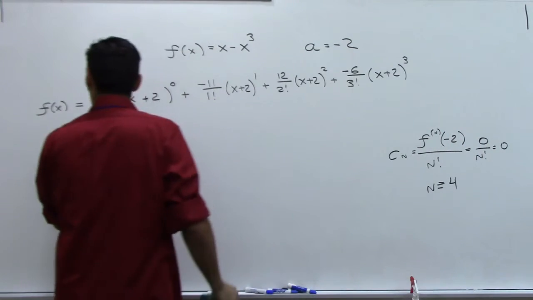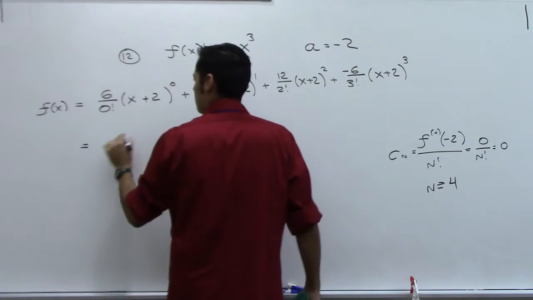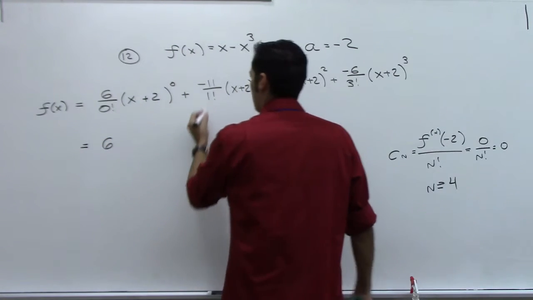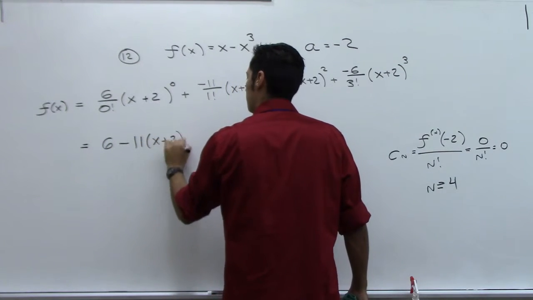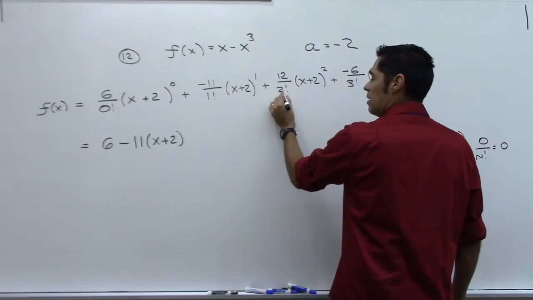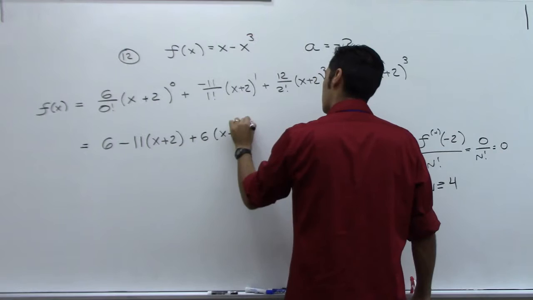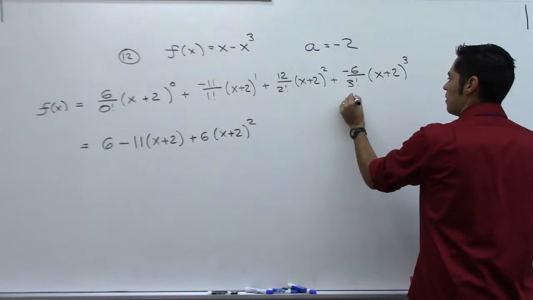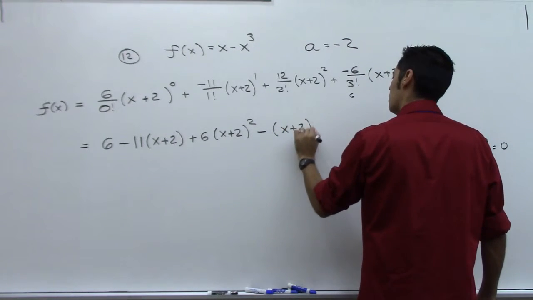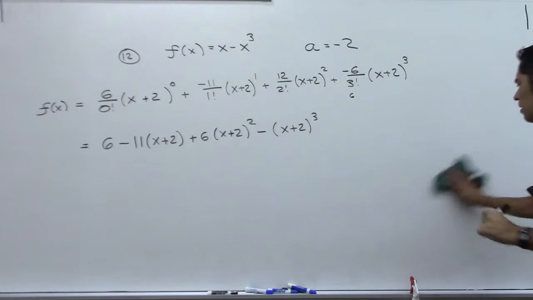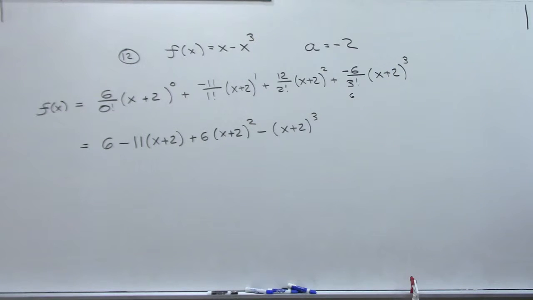And now I'm going to clean this up. 6 over 1 is just 6, and then this right here to the 0 is 1, so I just get 6. And then -11 over 1 factorial is -11, x plus 2. And then let's see, 12 divided by 2 factorial is 2, so that's 6, x plus 2 squared. And then -6, remember 3 factorial is 6, so this is going to be -1, x plus 2 cubed. So that is the Taylor series for that function about a is -2.